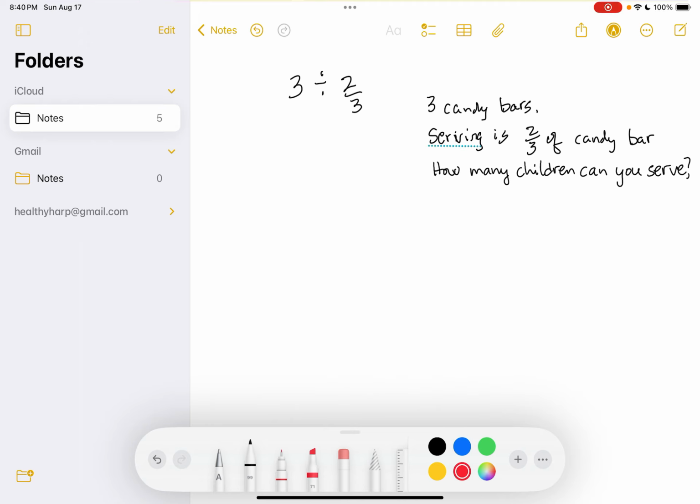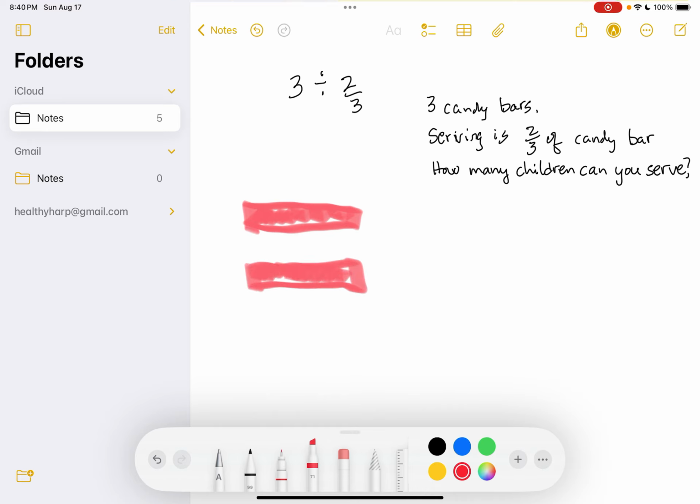So let's draw a picture of this. I'm going to draw 3 candy bars. Here's a candy bar. Here's a candy bar. Maybe I should have said red licorice. And here's a candy bar. And let's think about how we can solve this problem with the pictures. Okay? I want to be able to give each child 2/3 of a candy bar.